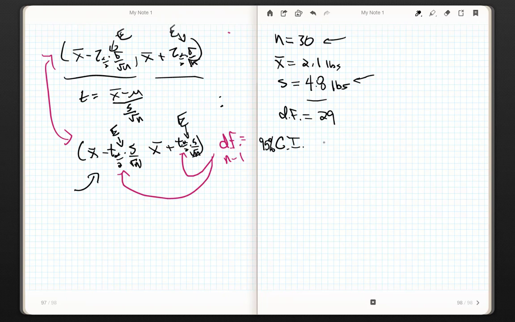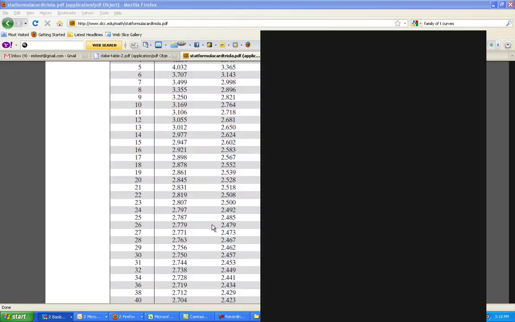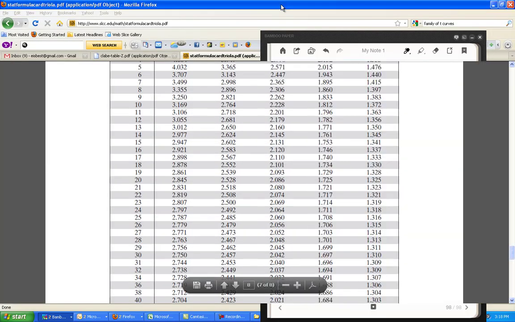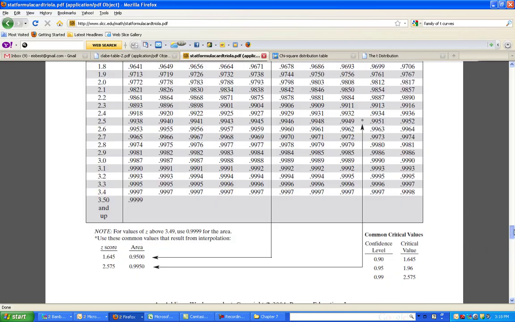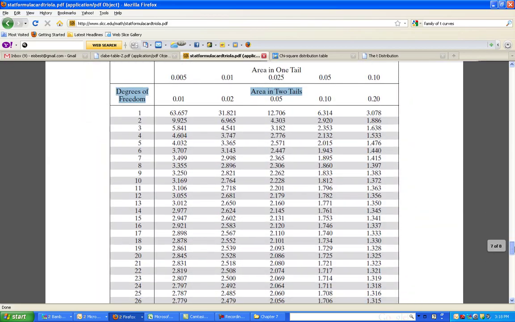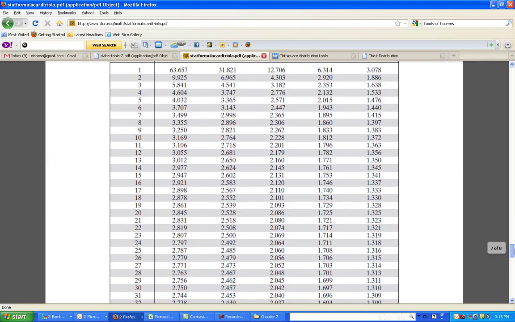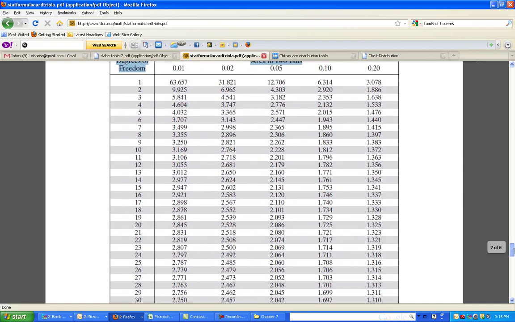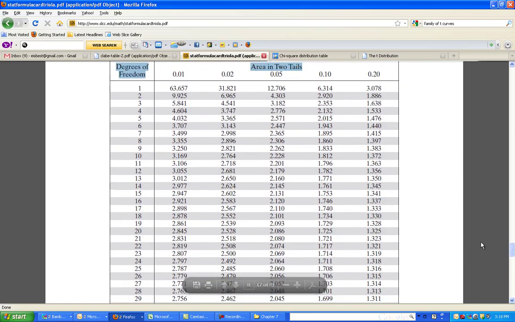All right. The first thing that we need, the most important thing, is t alpha over 2, just like with anything. Now, I'm going to show you how to use this chart so you know what you're doing. The first thing you're going to do is identify a couple things. You're going to identify the degrees of freedom, which in this case is 29. I've got it way down here at the bottom. Now, look at this chart for just a sec.